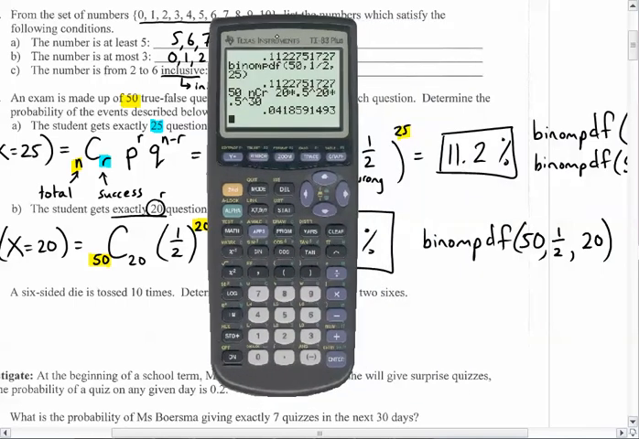So to type that in, I go to my catalog, second 0, jump down to the B's, choose binomial PDF, 50, comma, you could type in 0.5 or you could type in 1/2, half, comma, 20. Enter. Also a 4.1% chance, 4.2.